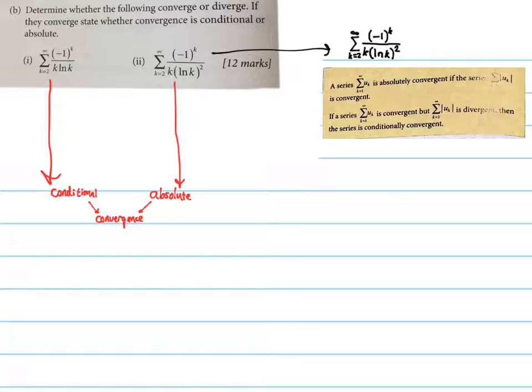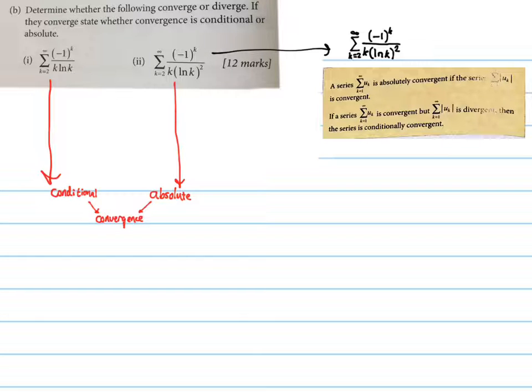So here's what we're going to do. We're going to use the absolute convergence test. Basically, we're going to take the absolute value of this particular series, and if we can show that the absolute value of this series converges, then the alternating series is absolutely convergent. So it's a nice, easy job to do.